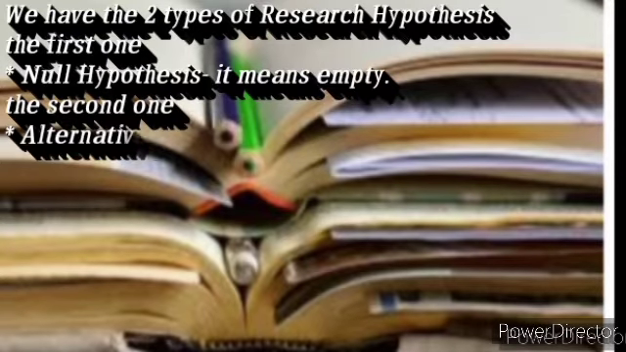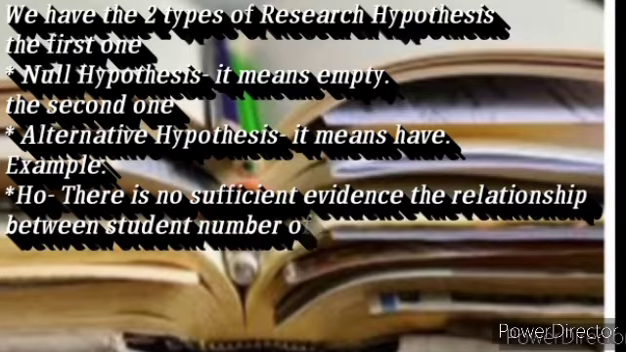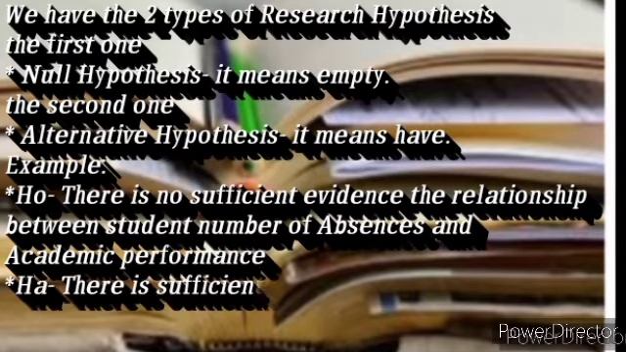Research hypothesis. We have two types of hypothesis. The first one is the null hypothesis, which means empty. The second one is the alternative hypothesis, which means have.